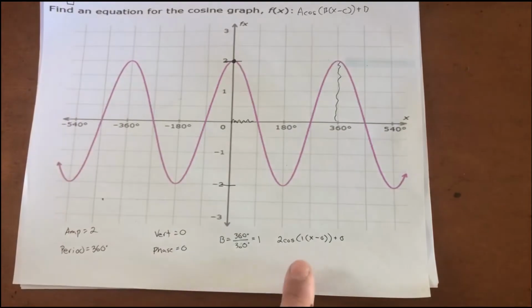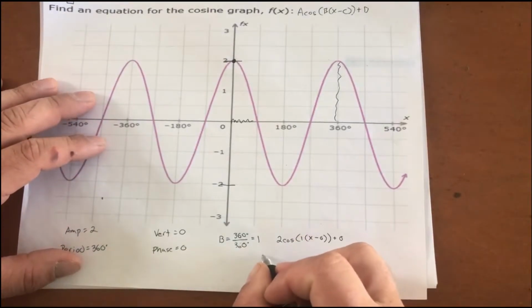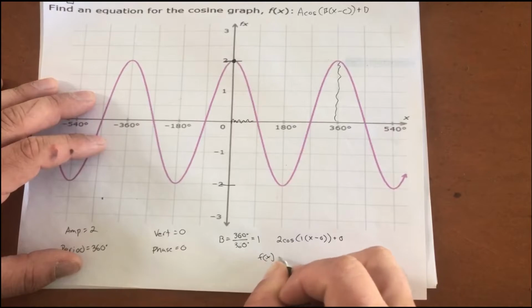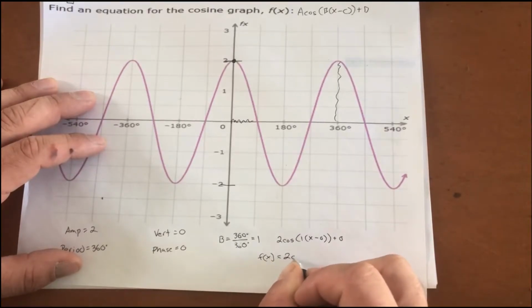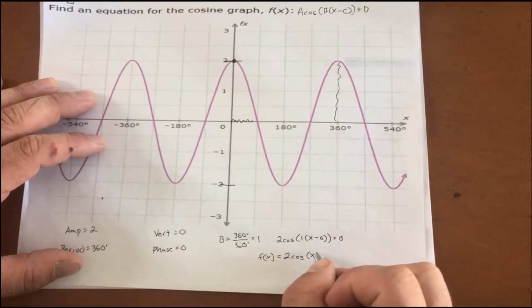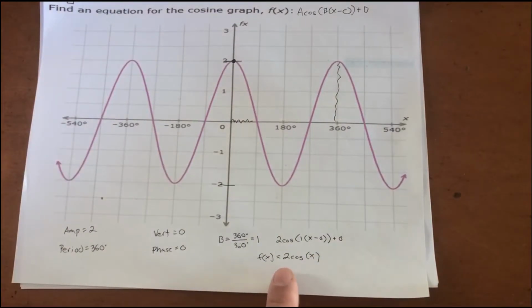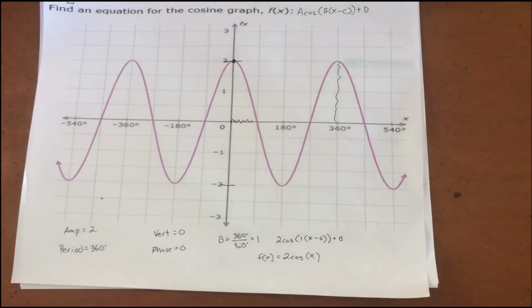All right, so I would be finished, but I need to distribute this 1. And my 0 is going to end up going away. So my final equation becomes f of x equals 2 times the cosine of 1 times x, which is x, 1 times 0, which is 0, and then 0 over there. So this ends up being f of x equals 2 times the cosine of x.